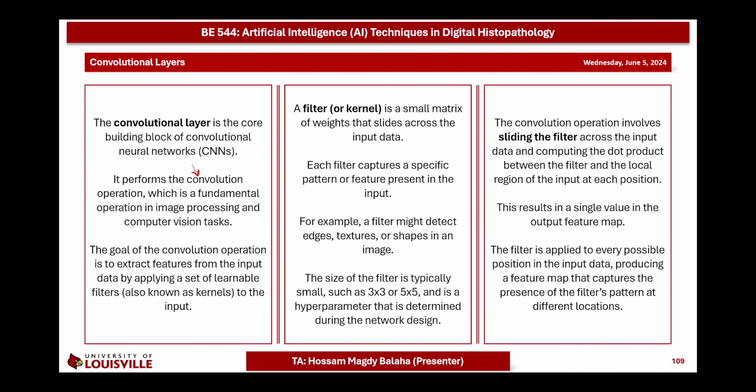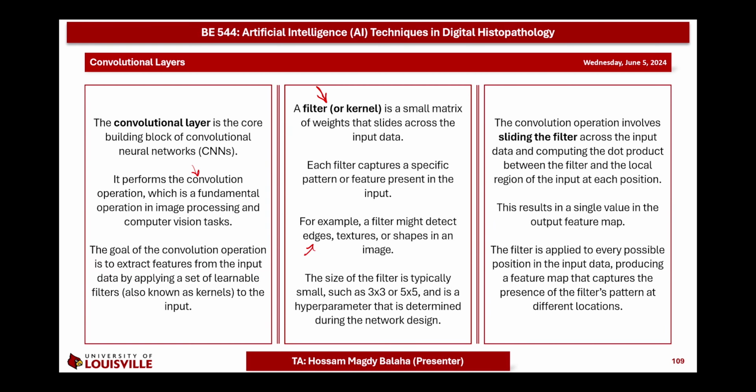So a filter or a kernel is a small matrix, n by n or n by m, depending on the configuration you are setting for that kernel or filter, and each filter captures a specific pattern or feature. These features can be edges, texture, or shapes in an image. So instead of extracting them manually, the filters will do that for you.